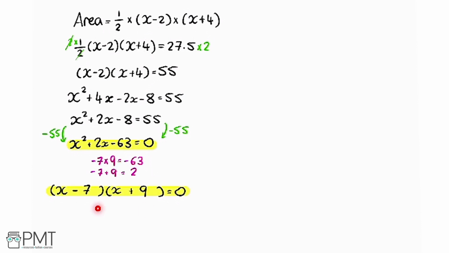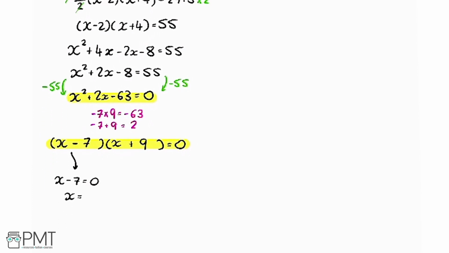So now lastly, we're going to solve this to work out what x is. When we've got a product, so something multiplied by something else equaling 0, we know that at least one of these brackets must equal 0. Okay, assuming it's this bracket here, let's say x minus 7 is 0. If we add 7 to both sides, in that case, the value of x would be 7. If this was the bracket that was 0, we'd have x plus 9 equals 0. So x equals minus 9. So our answer is that x could equal 7, or it could equal minus 9.